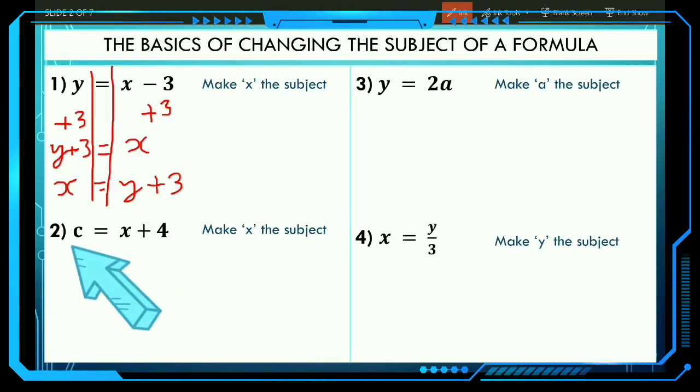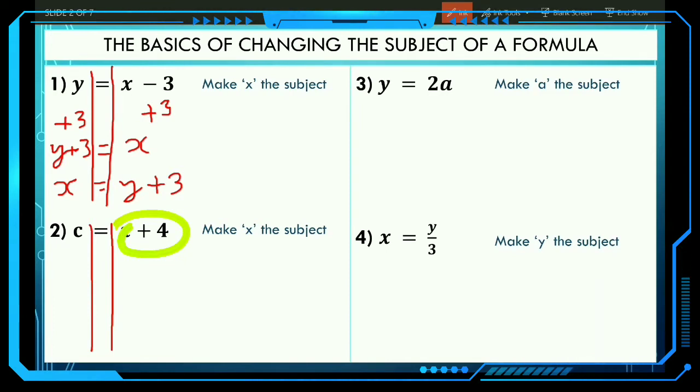Question 2, c equals x plus 4. Again, we're going to have to draw the lines just to separate the 2 parts of the formula. And I need to get rid of the 4 because it says make x the subject. The 4 is with the x. Now at the moment the 4 is a positive, so it's a plus 4. So to get rid of it, to make it 0, I have to take 4 away on this side.